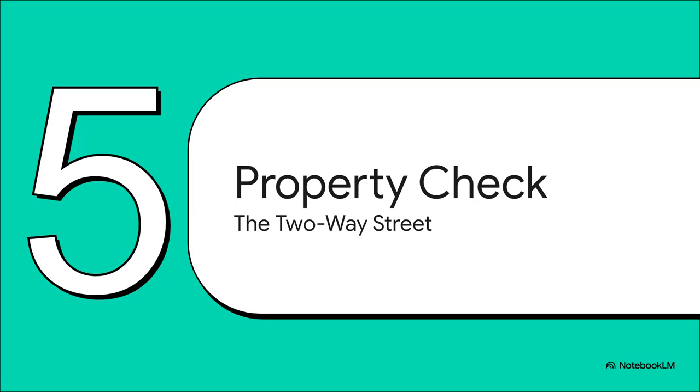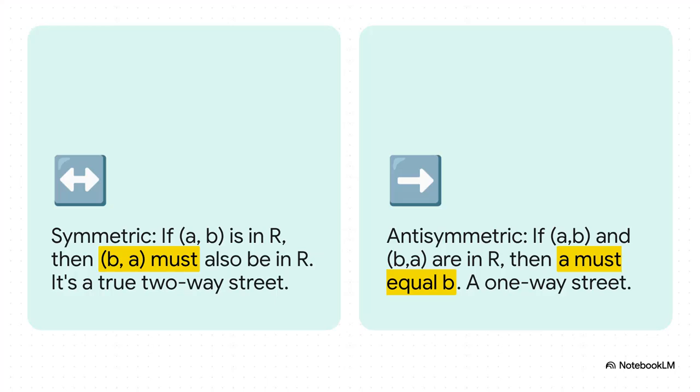Okay, for our last property check, we're going to look at a few different flavors of symmetry. Now, this is where it can get a little bit confusing, but thinking of it as a two-way street test really helps make it all clear. Okay, let's break this down. On the left, you have symmetric. This one's easy. It just means every road is a two-way street. If you have a path from A to B, you must have a path from B back to A.